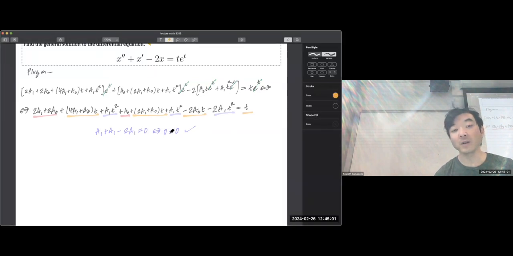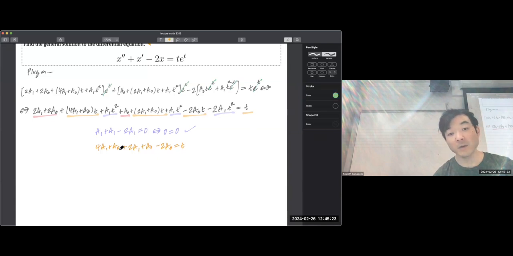And then the orange one is the t. So these are the t squared. So let's do the t's. The t's are going to be 4a1 plus a0, just this one up here, plus this one right here is 2a1 plus a0. And then there's a minus a0. That all has to add up to t.